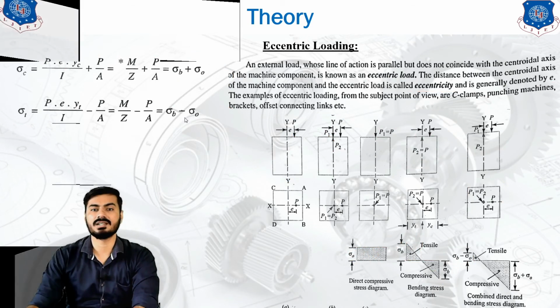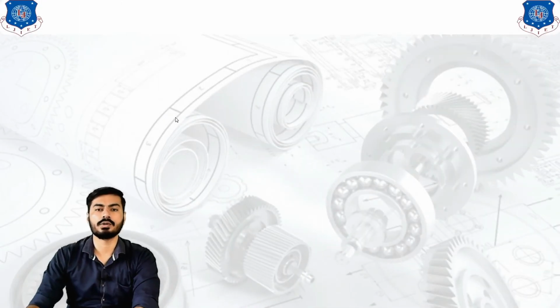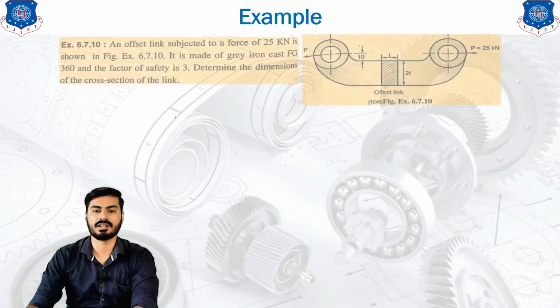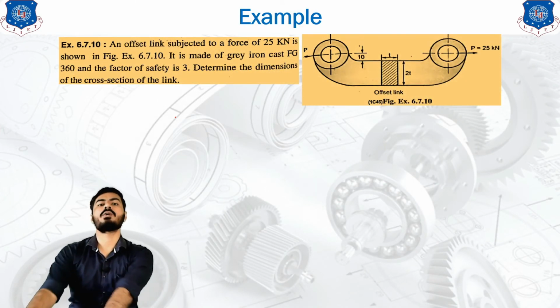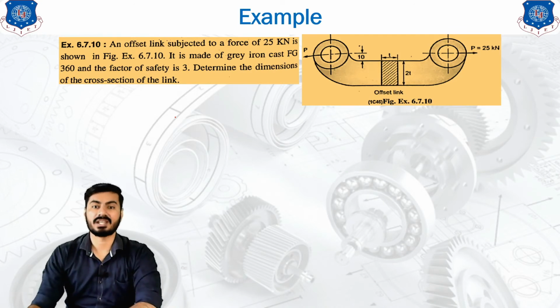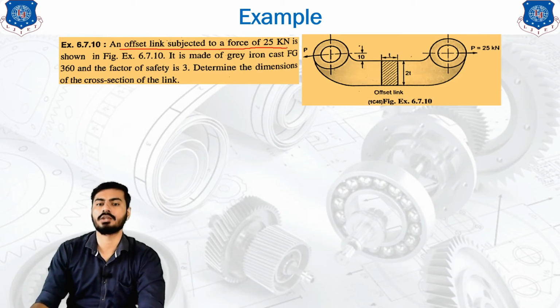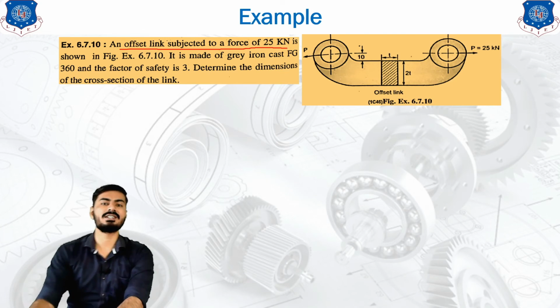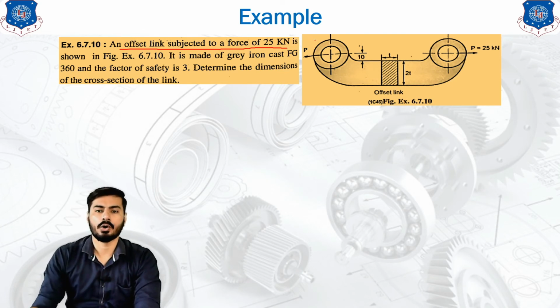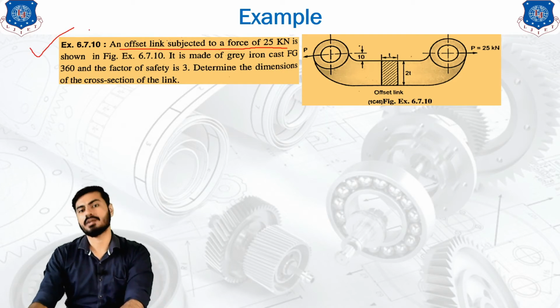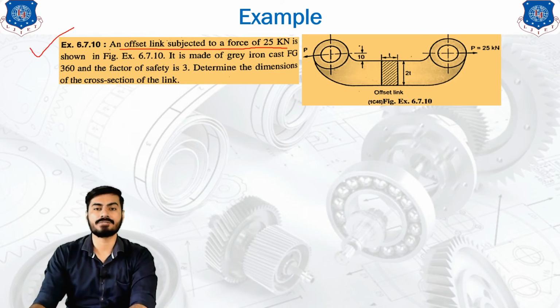So this is the basic theory, and now we are going to solve one example so that you can understand how to apply this concept in working conditions. So this is the example. As you can see, an offset link is subjected to a force of 25 kilonewton. This is the force applied on the component, and we will see whether it passes through the axis of the component or not. If it is not passing, then we can identify this example as an example of eccentric loading. Okay, so this is the identification of this example.